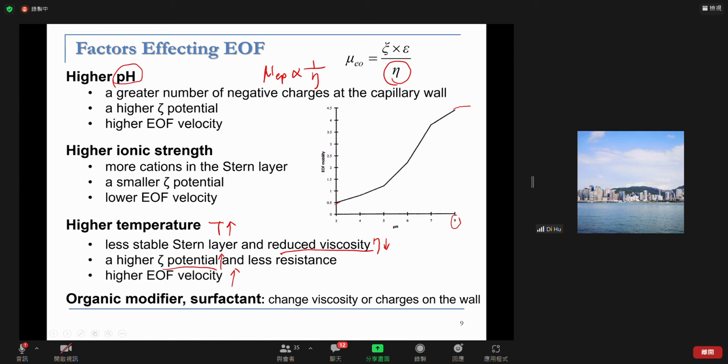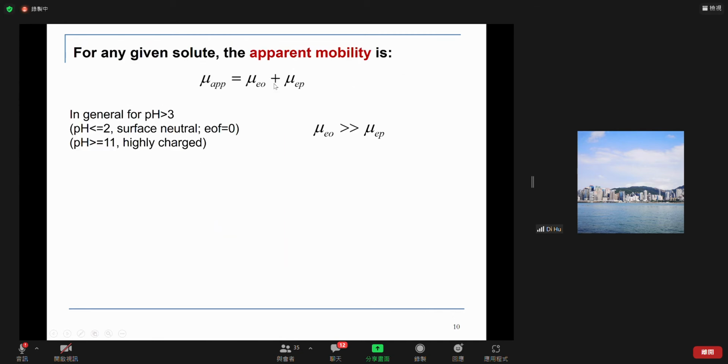So, but when we say, if I say, can you provide 3 factors that influence the EOF? Kind of pH, ionic strength, and temperature. How can they influence? This is how they influence. Okay, so and that is pretty enough for now.